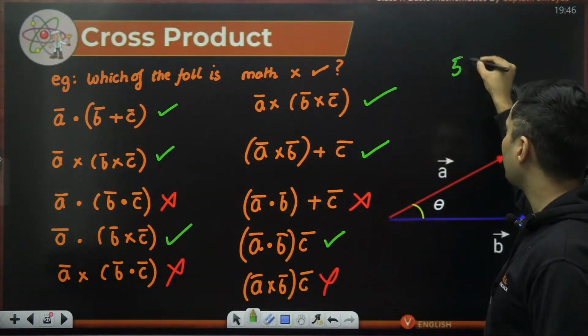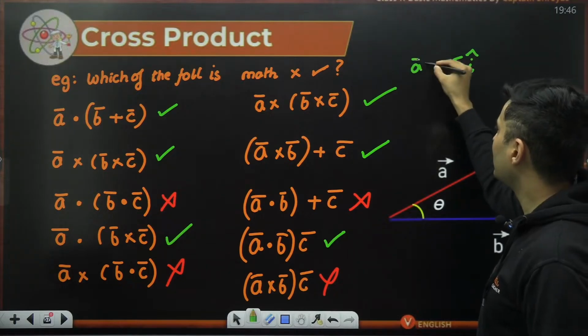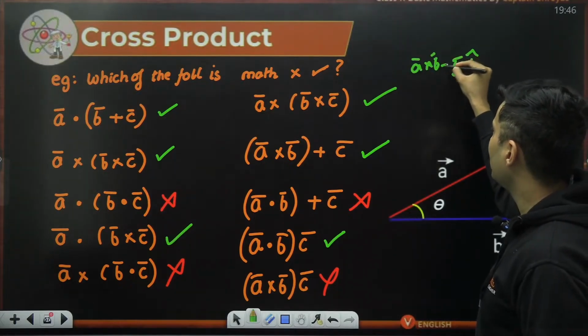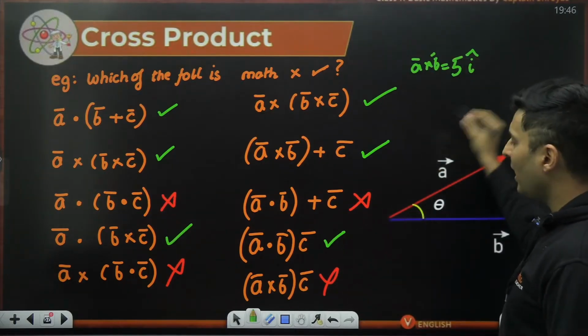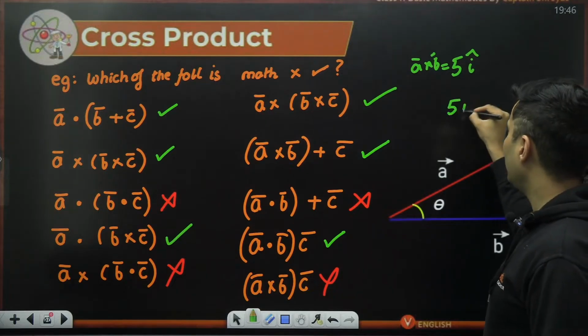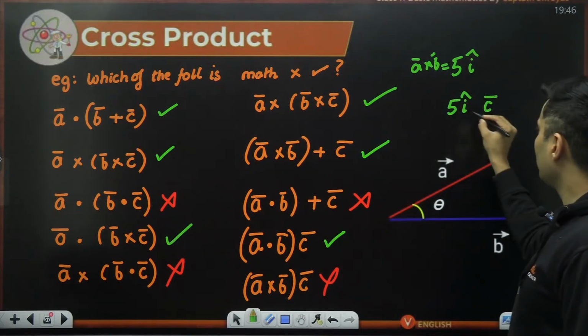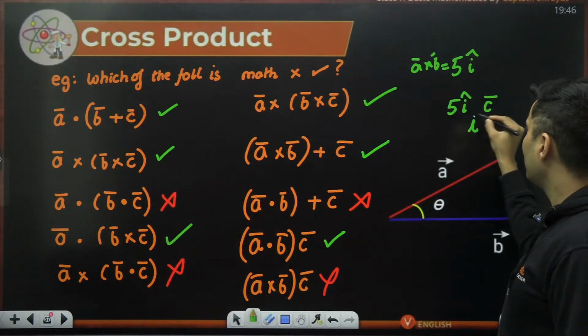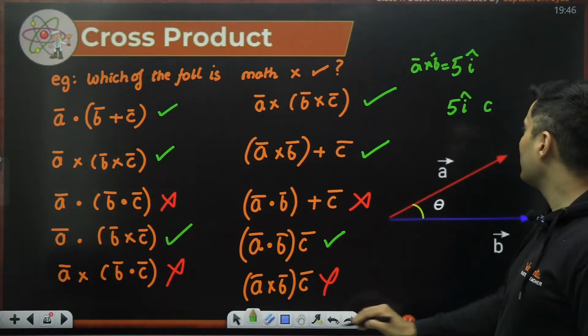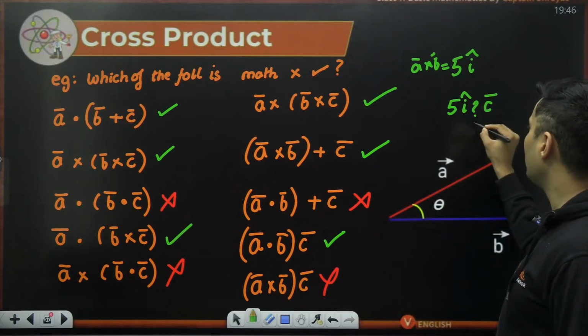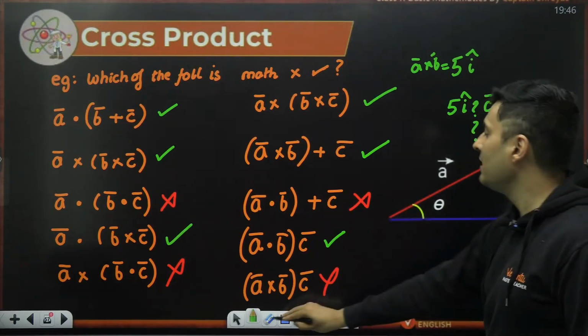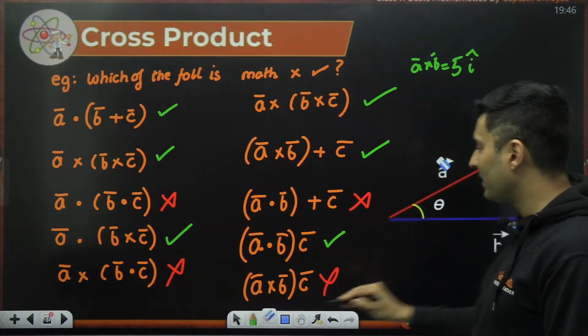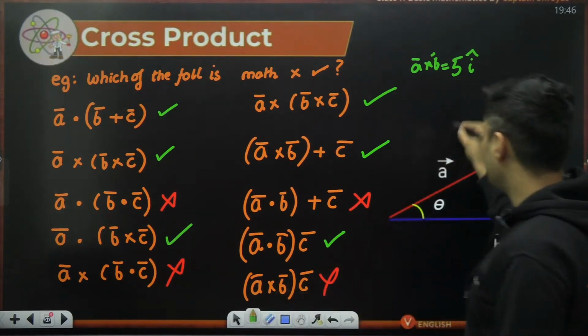Maybe it is 5 I cap. Maybe let's say A cross B, I'm saying it is 5 I cap. And C bar is some vector. So how can I write 5 I cap C bar without a symbol? What is that symbol between them? There is no symbol. It is illegal to write it without a symbol. Two vectors can't be just written down adjacent to each other.